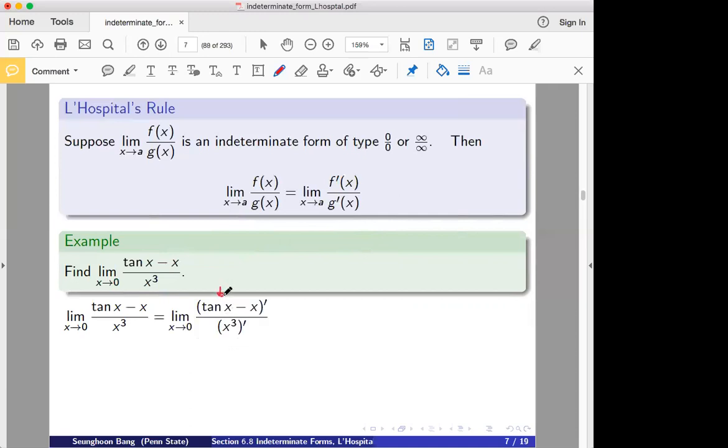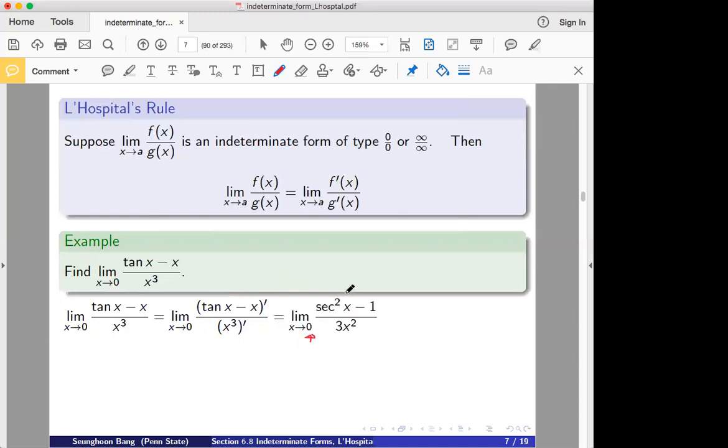What's the tangent prime? Tangent prime is secant squared. Is it right? Secant squared of x, and x prime is 1, minus 1. On the bottom, x cubed prime is 3x squared. So we have it like this.